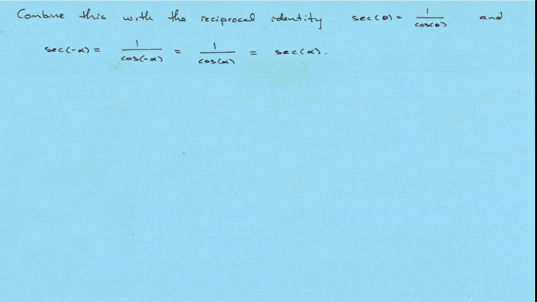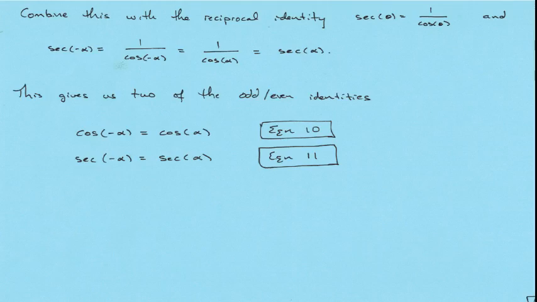So if we then remember the reciprocal identity that the secant of theta is going to be 1 over cosine, then we can derive that the secant of negative alpha is going to be 1 over the cosine of negative alpha, but cosine is even, so this is just the cosine of alpha, but 1 over the cosine of alpha is secant of alpha. And so we see that secant is also an even function. So we have two of our odd and even identities, that cosine is even and secant is even.